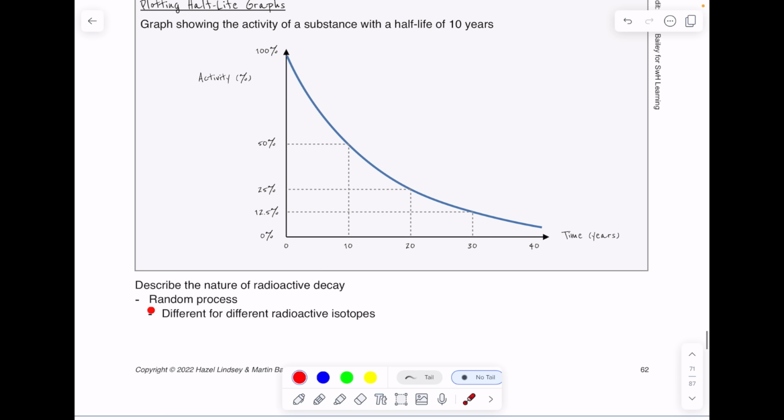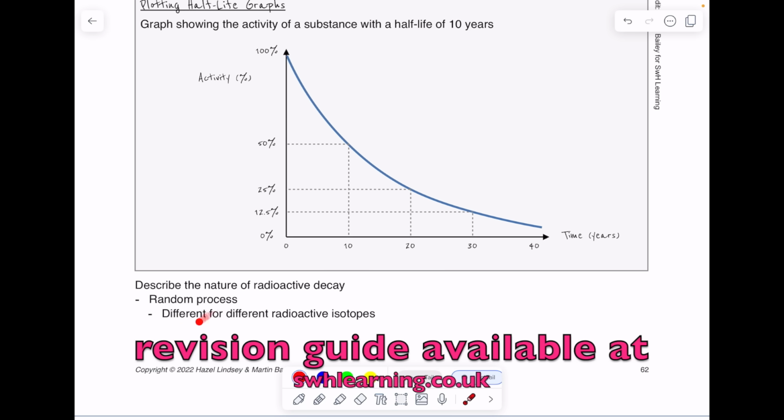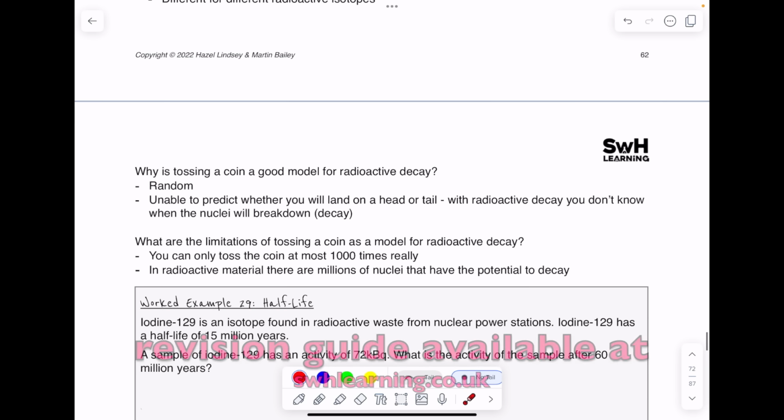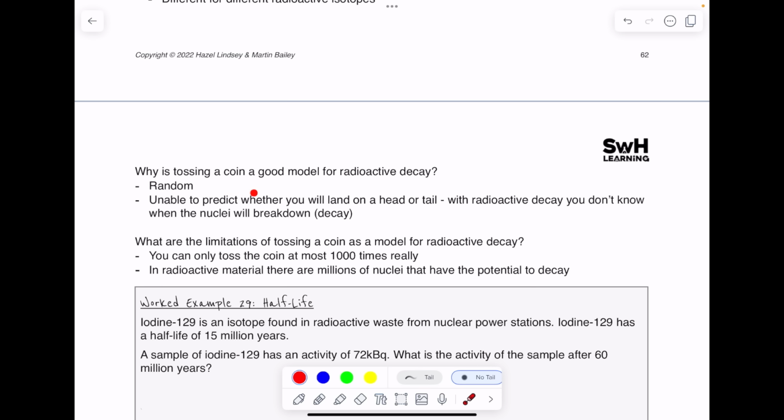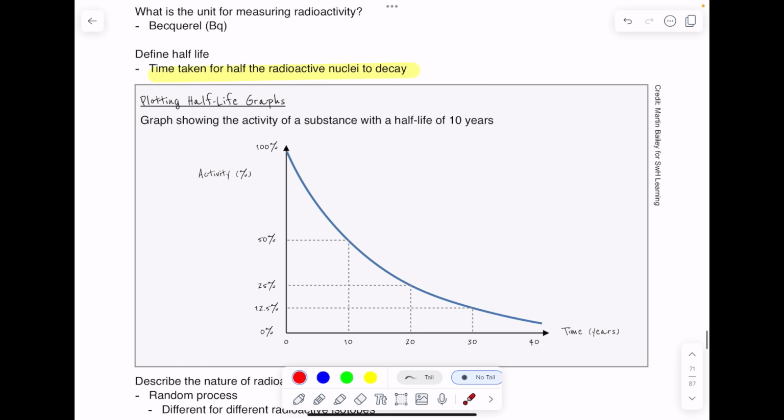And as we've written here in the guide, it's a random process and it's different for different radioactive isotopes. If you're at school, you might have done a coin toss experiment where you pick 100 coins, you toss the coins, every time they land on a head, you say that they've decayed and you remove them from the sample. Then you toss the remaining coins, every time they land on a head, you keep track of those numbers, plot them on a graph, and you'll see a very similar relationship.